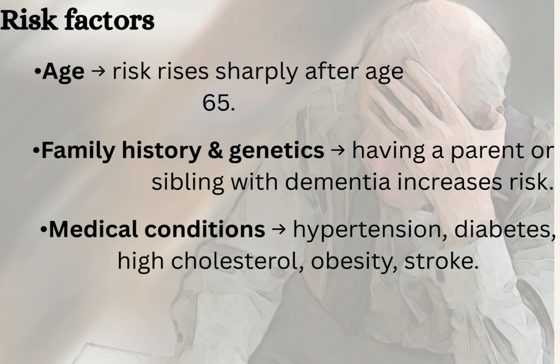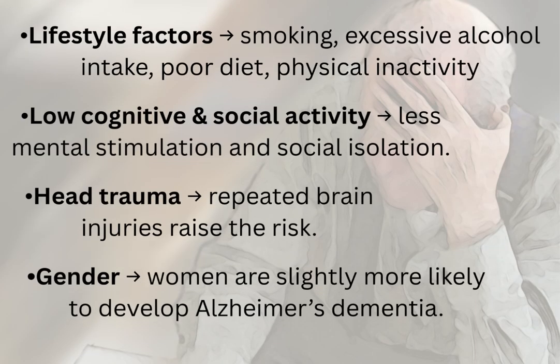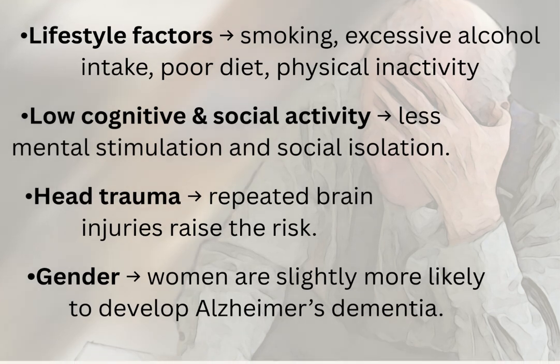Family history and genetics. Having a parent or sibling with dementia increases risk. Medical conditions: hypertension, diabetes, high cholesterol, obesity, stroke. Lifestyle factors: smoking, excessive alcohol intake, poor diet, physical inactivity. Low cognitive and social activity, less mental stimulation and social isolation. Head trauma, repeated brain injuries raise the risk. Gender: women are slightly more likely to develop Alzheimer's dementia.